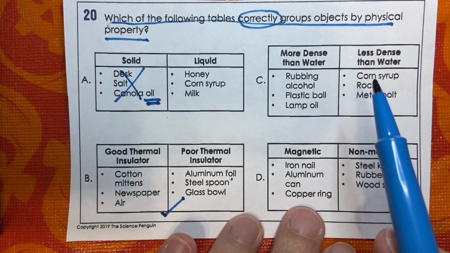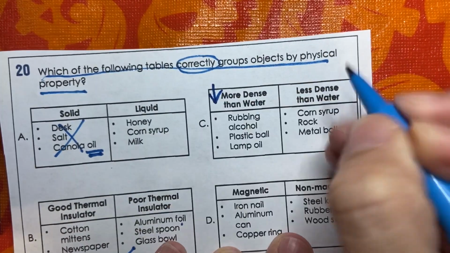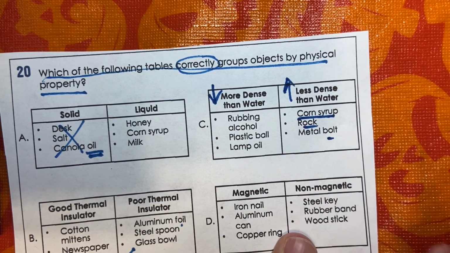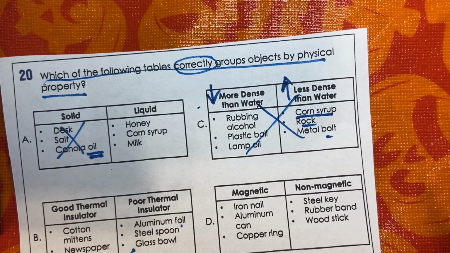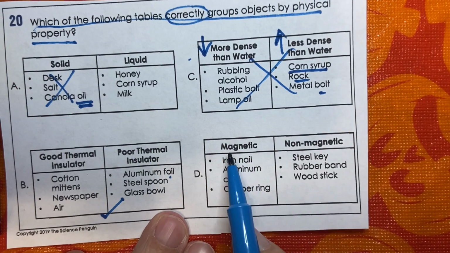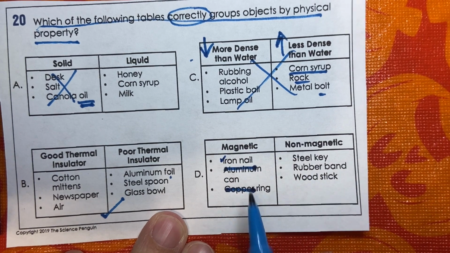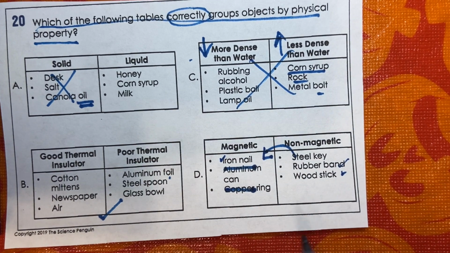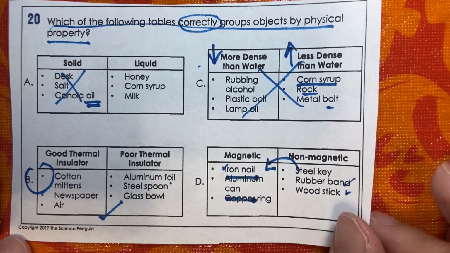We're going to try C. Okay, we have more dense, which means it's going to sink, and less dense, which means it's going to float. Right there, corn syrup and rocks and metal bolts, those are backwards. The titles are backwards, right? So this is out. Okay, these things, corn syrup, rock, and metal bolt, are not going to float in water. And then we can check this one, magnetic and non-magnetic. Iron is magnetic, but aluminum is not, and copper is not. Steel should be on this side. These two were correct. So the only one that doesn't have something incorrect in it would again be answer B for question 20.